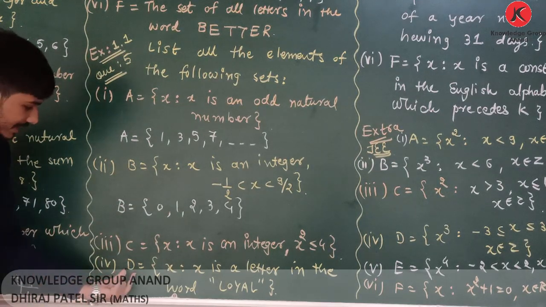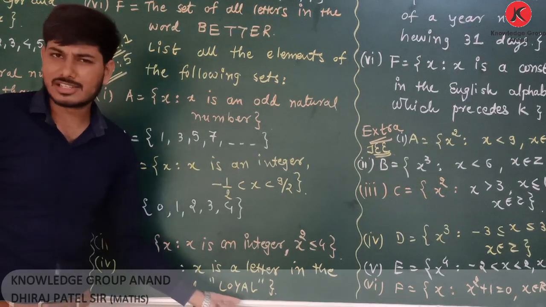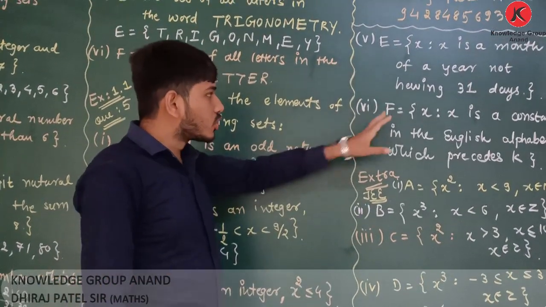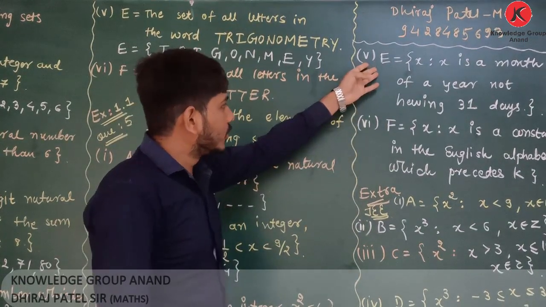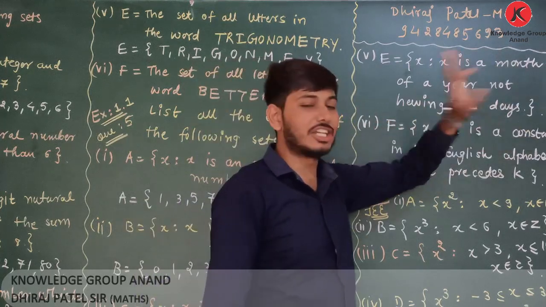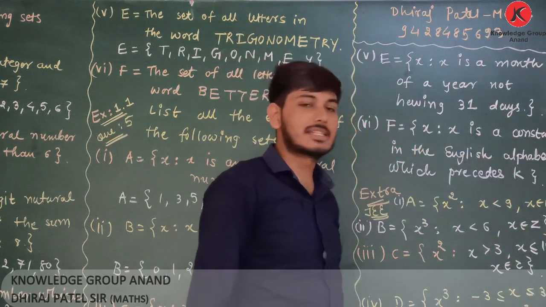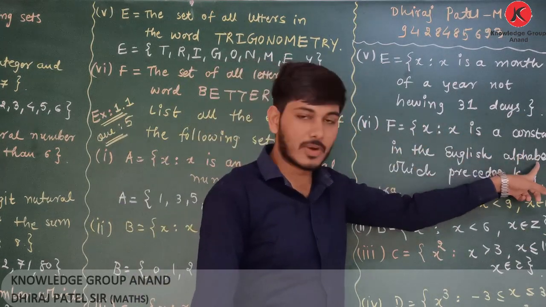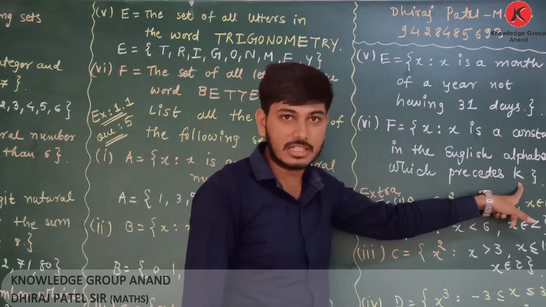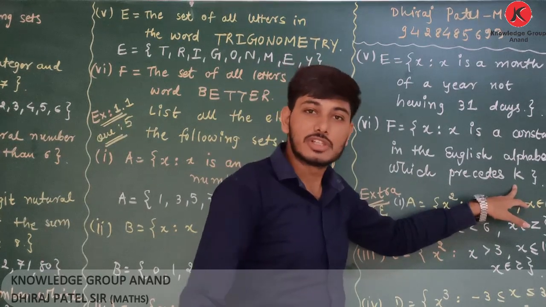Next, the fourth one, D equals to x such that x is a letter in the word loyal. Okay, this is quite easy. You have to do it in self practice. Now, the fifth and sixth ones also do in your self practice. Set D equals to x such that x is a month of the year not having 31 days. Next, the sixth one, F is equal to x such that x is a consonant in the English alphabet which precedes k. Here k is a small letter, small a, b, c, d. Okay, therefore you have to write the English alphabets preceding k in small letters.